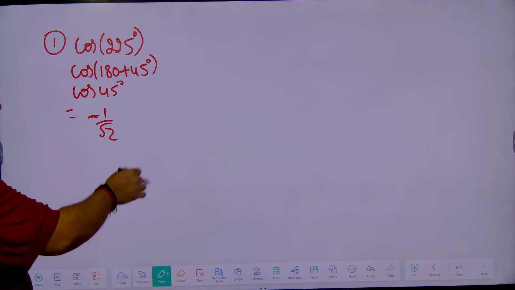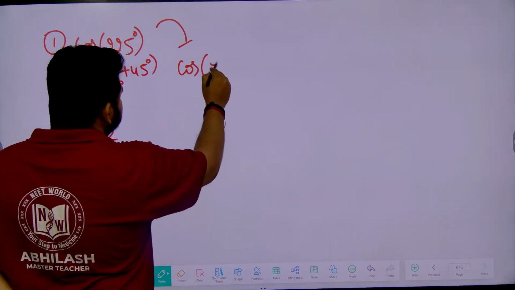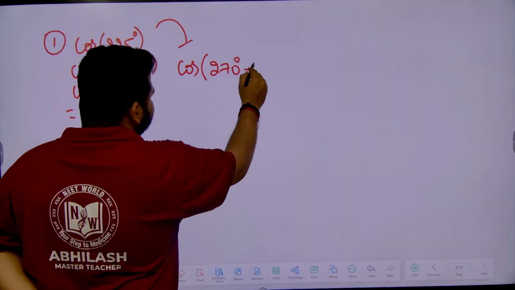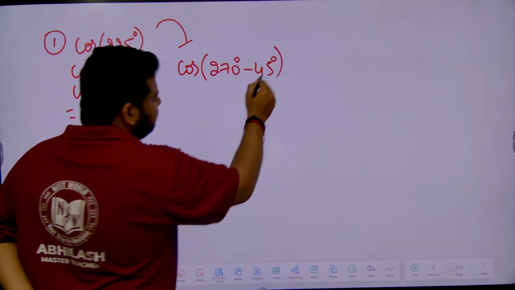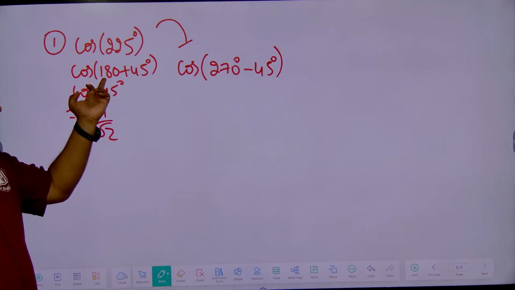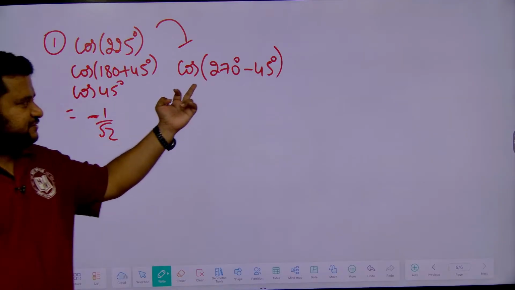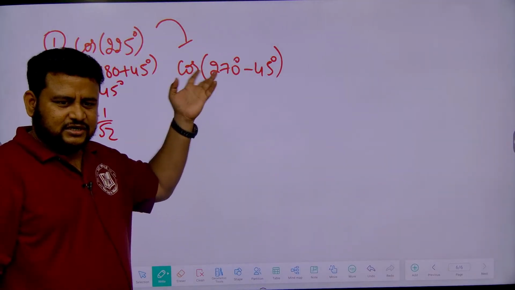There is one more way to solve this question. Same question. Instead of 180, I can write it as 270 minus 45 degree. 270 is what? Is it an even multiple or odd multiple of pi by 2? Odd multiple. Don't think too much. Forget about this 0. 18 is there, is 18 even or odd? Even. So it is an even multiple. 27 is even or odd? Odd. So it is an odd multiple.